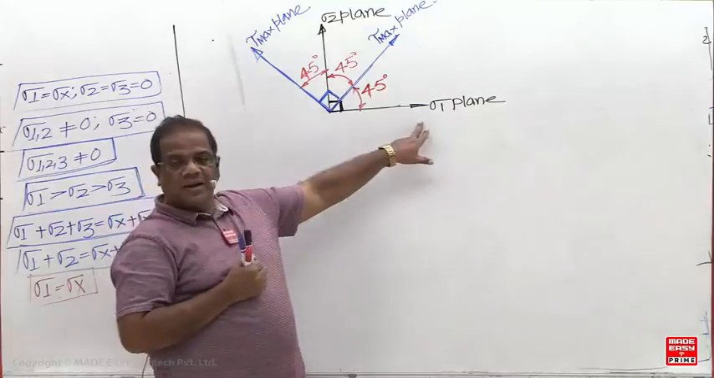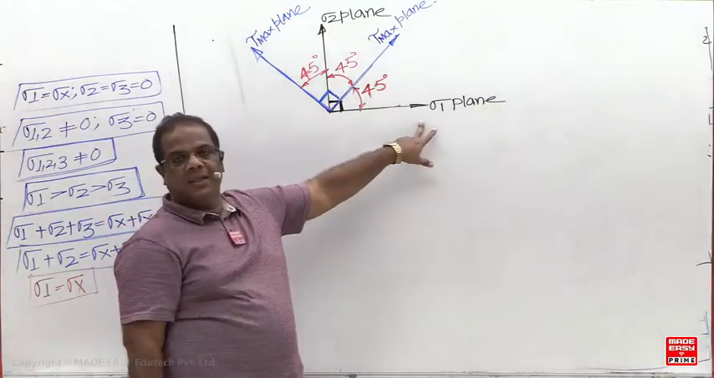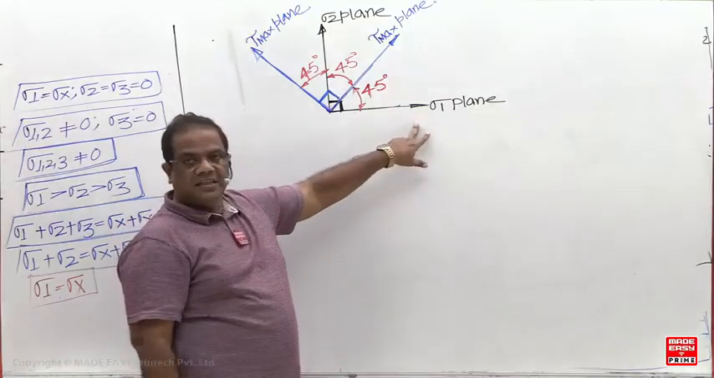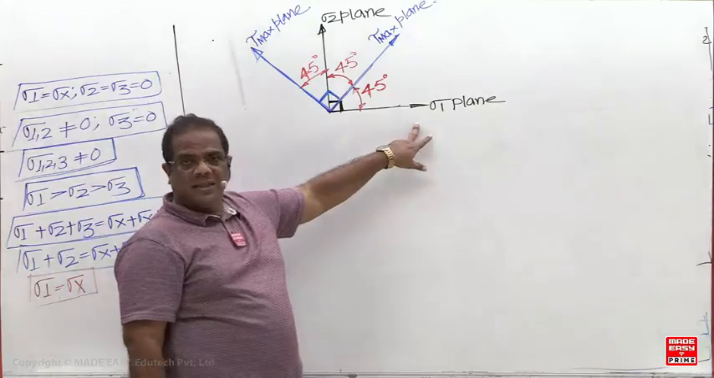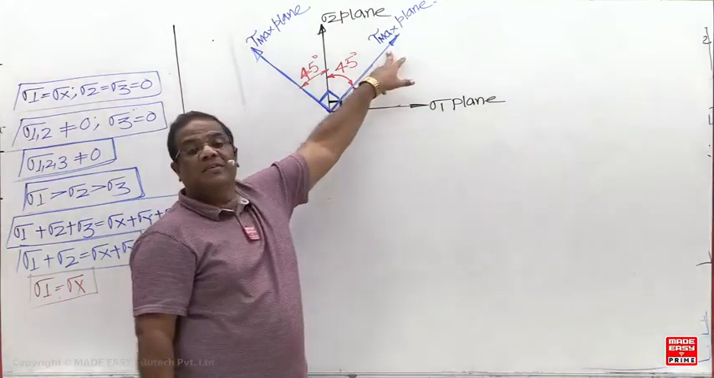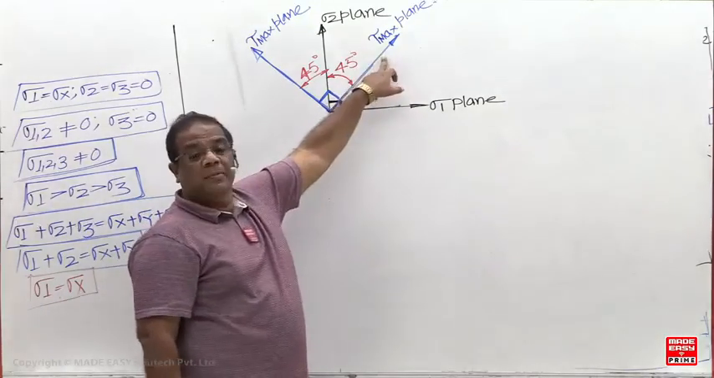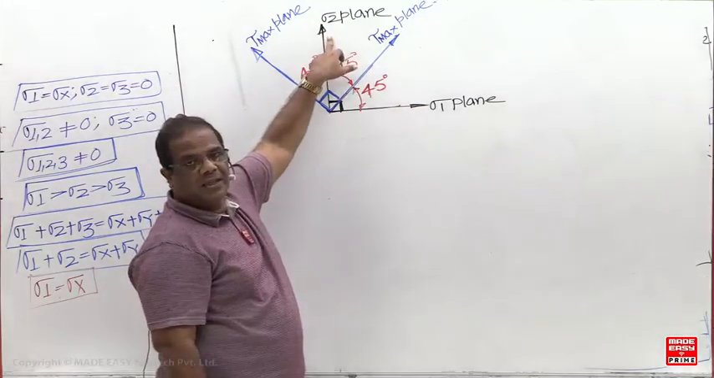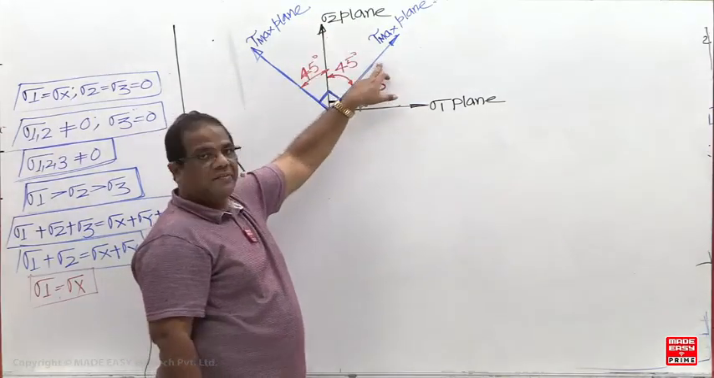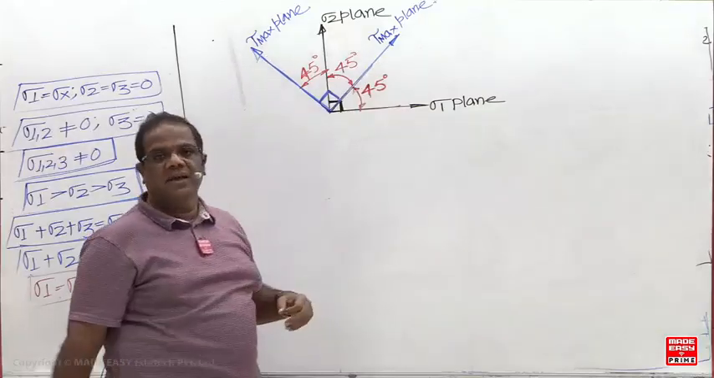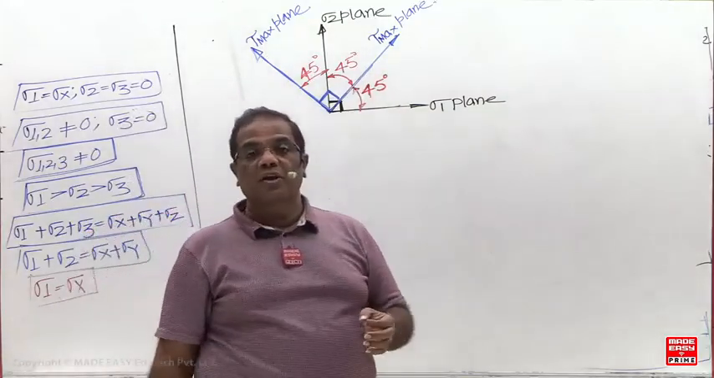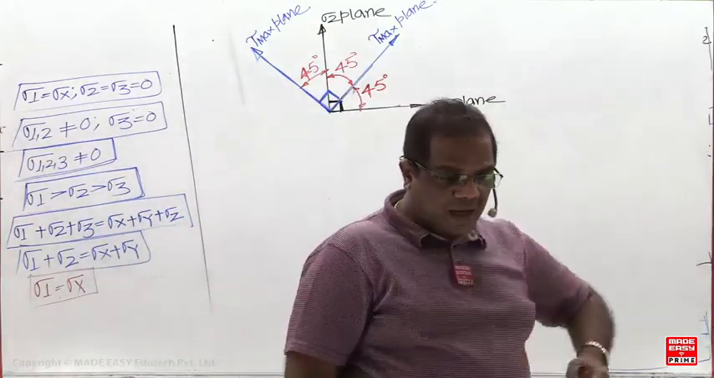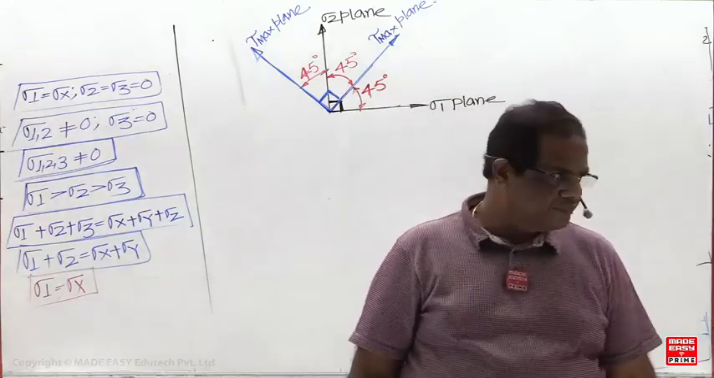That's why, if I know one plane, suppose this plane is at 30 degrees, this plane will be at 75. If this is 30 degrees, this plane will be at 120 degrees, and this one will be at 165 degrees. Out of these 4 planes, if I know one plane, the remaining 3 planes can be easily located.